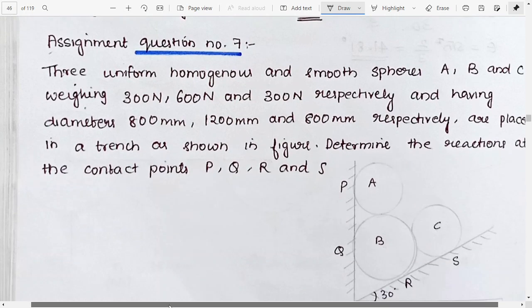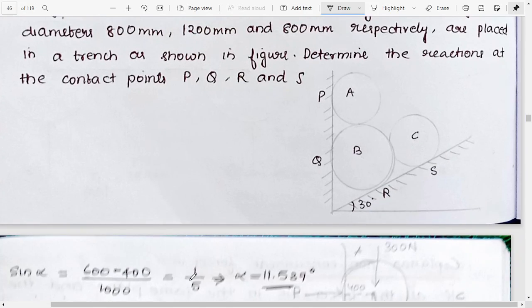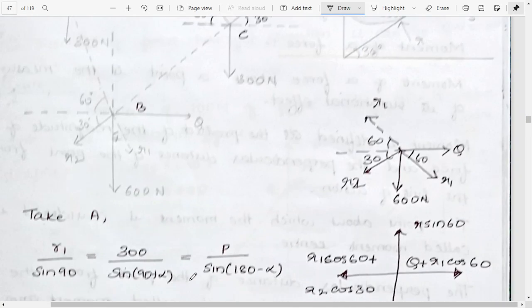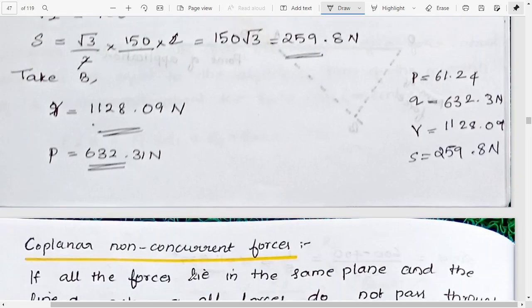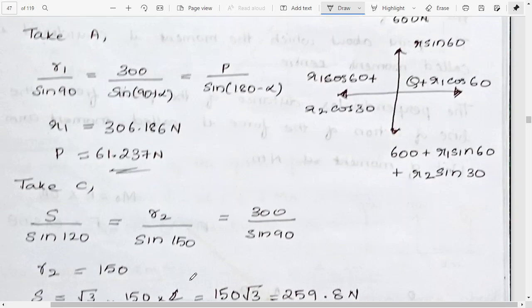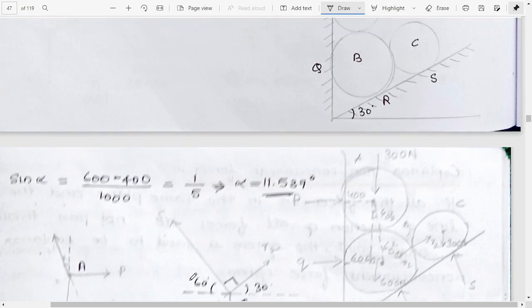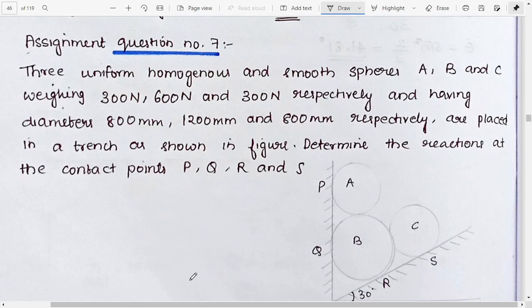Now let us move to the seventh question. The seventh question is a very complicated problem. It was previously asked in JEE Advanced. So I want you to try it and understand it, then we will do it.